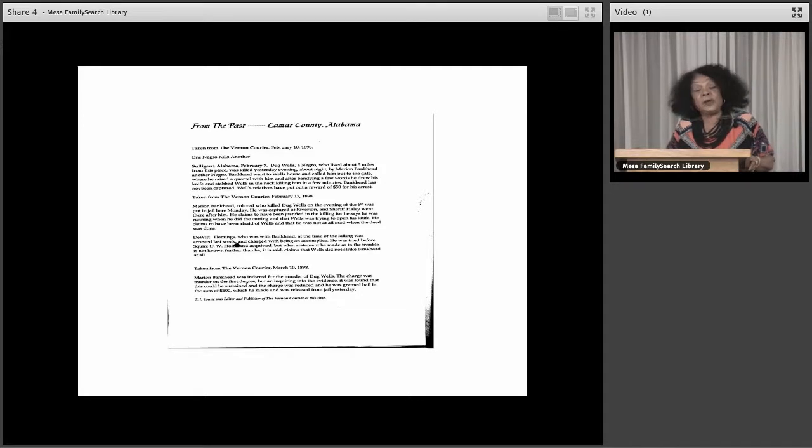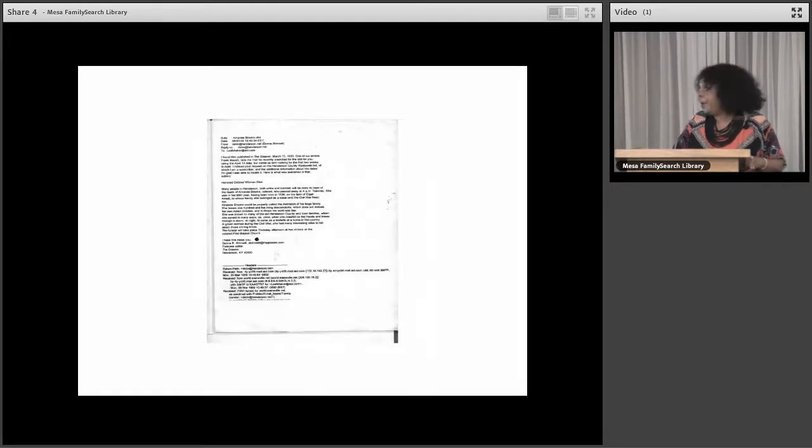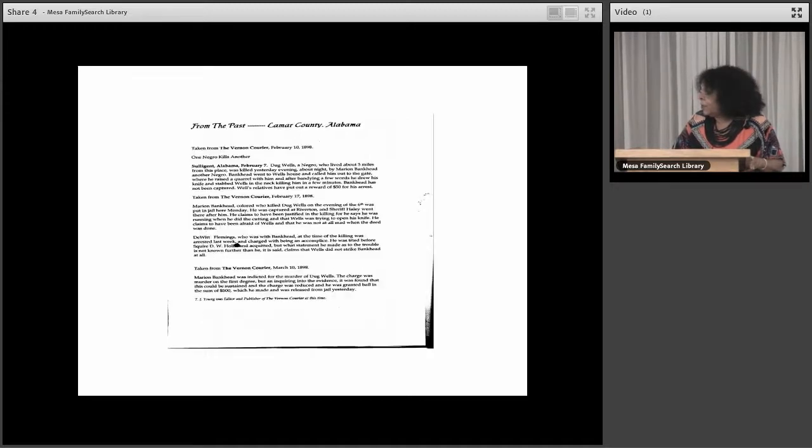My great-great-grandfather was killed. And this is an account. One Negro kills another. Doug Wells, a Negro who lived about 3 miles from this place, was killed yesterday evening. And they talk about how the man called him out to his gate. There was some type of an altercation, and the man stabbed him. And the family, Wells's relatives, have put out a reward of $50 for the arrest of the man. I checked. At that time, $50 in 1898 was the equivalent of $1,130 today. They wanted him caught.